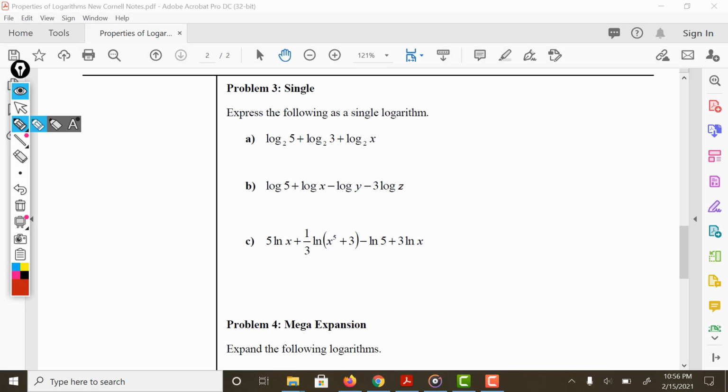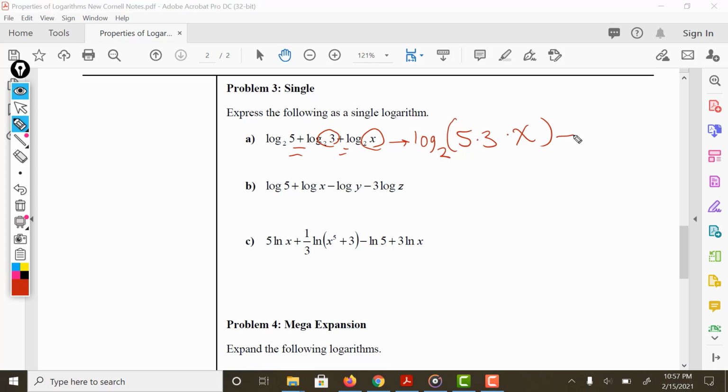Alright, notice that for each of these problems, all of the problems have logarithms of the same base, and that they're not being switched around. So for the first one, you'll notice that there's addition, and addition is going to be multiplication. So we have log base 2, and I'm going to take this 5, multiply it with the 3, multiply it with the x, and they're all being multiplied because they're all being added.